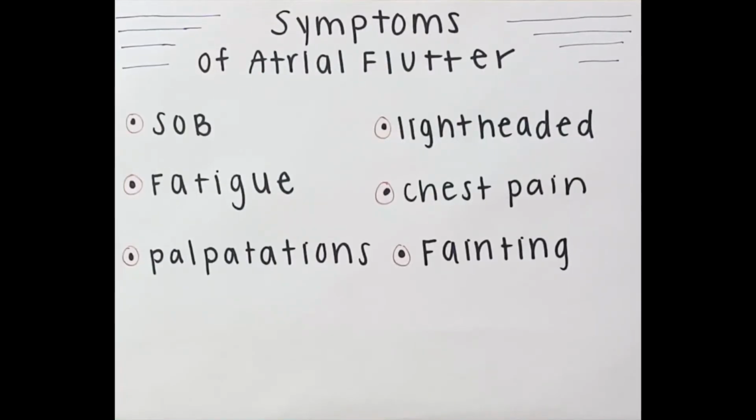Atrial flutter can result in fast heart rates in a heart that doesn't work as well as it should. This causes symptoms and increases the risk for stroke. Signs and symptoms include shortness of breath, tiredness or fatigue, chest pain, fluttering heartbeats or palpitations, lightheadedness, and fainting.